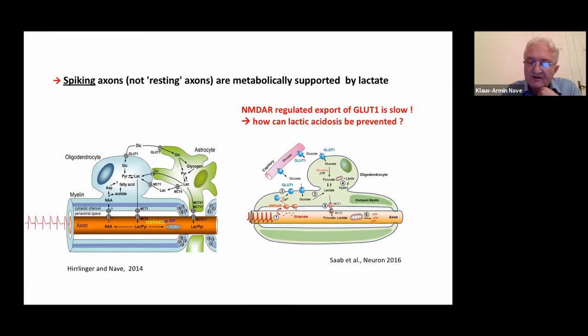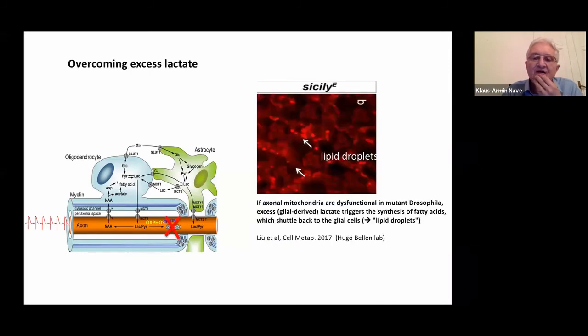Now, we were thinking about this and we found, incidentally, a very remarkable paper, authored by Hugo Bellen, who works, as you may know, on Drosophila. And Drosophila, I should add, has a similar system with glial cells also providing lactate to the axons in the absence of any myelin. And he made the interesting observation that if you have a mutation in Drosophila in which the axonal mitochondria don't work, they don't utilize the lactate or the pyruvate to make ATP, then he found, surprisingly, the glial compartment full of lipid droplets.